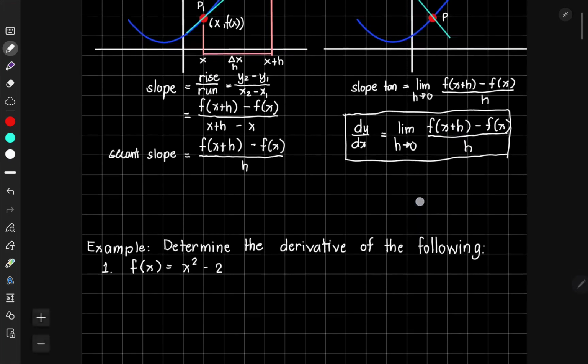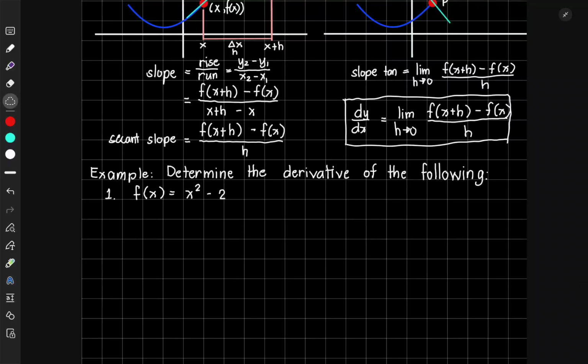So, meron tayong example dito. So, in our example, sabi niya, determine the derivative of the following. Or sometimes, kung kinuha natin yung derivative of this function, we are also getting the slope of the tangent of that curve. So, for number 1, we have f of x is equal to x squared minus 2. So, yung formula natin, kailangan natin yung f of x plus h at saka f of x, which yung f of x dito is also, eto na, yung x squared minus 2, pero wala pa tayong f of x plus h. So, kunin muna natin yun.